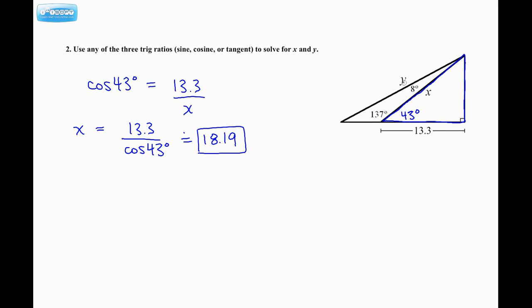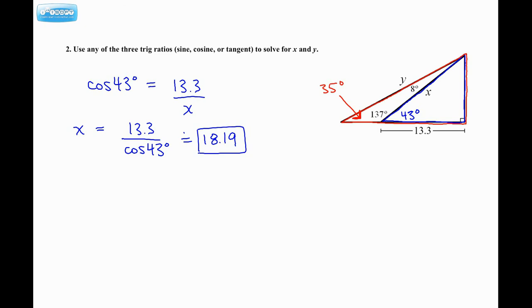To find y, notice how it is the hypotenuse of this large right triangle here. Okay. It'd be nice if we could know this angle. Well, it turns out we do. Because with this thin triangle here on top, remember all three angles of any triangle have to add up to 180 degrees. So 180 minus 137 minus 8 gives us 35 degrees. Okay? We have no choice. This has to be 35 degrees.